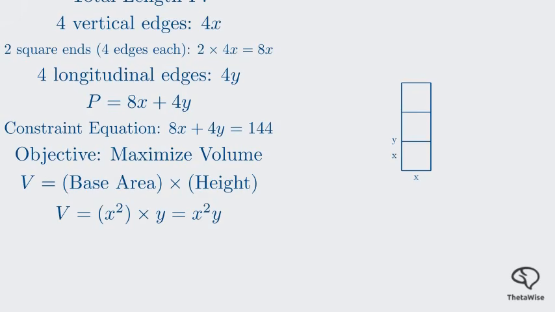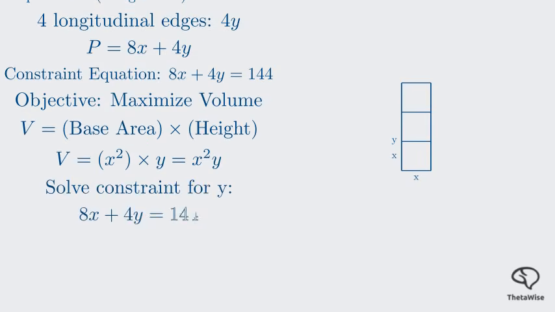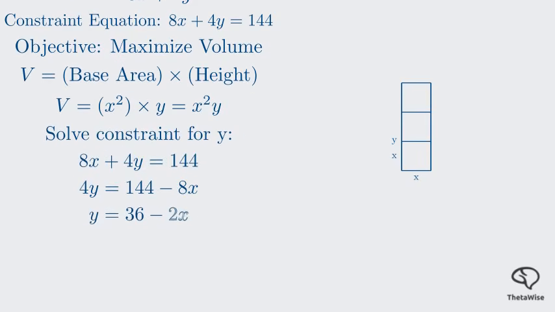We now have an equation for volume with 2 variables, x and y. To maximize it using calculus, we need an equation with only one variable. This is where our constraint comes in. We can use the constraint equation to express y in terms of x. Subtracting 8x from both sides gives 4y equals 144 minus 8x. Dividing by 4 gives y equals 36 minus 2x.